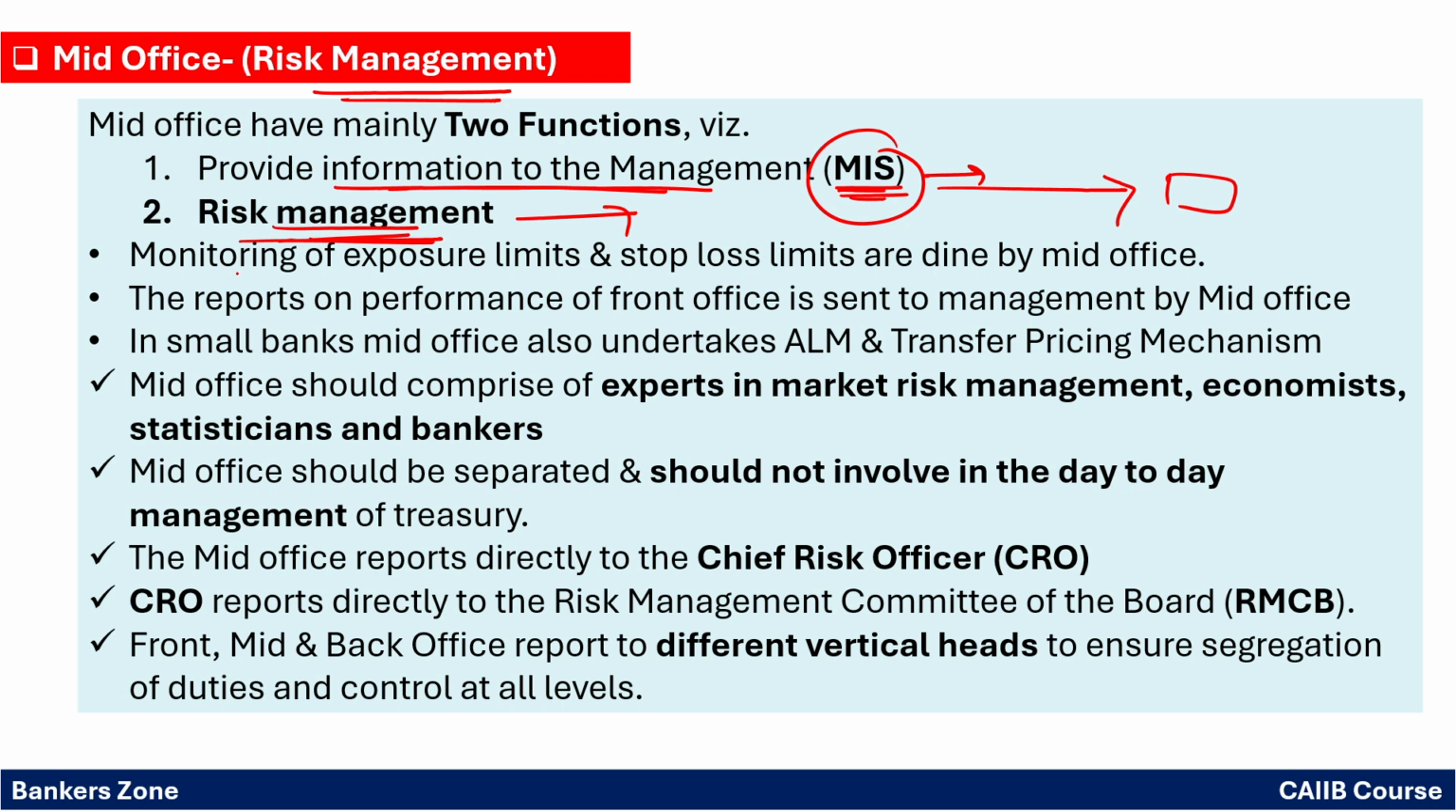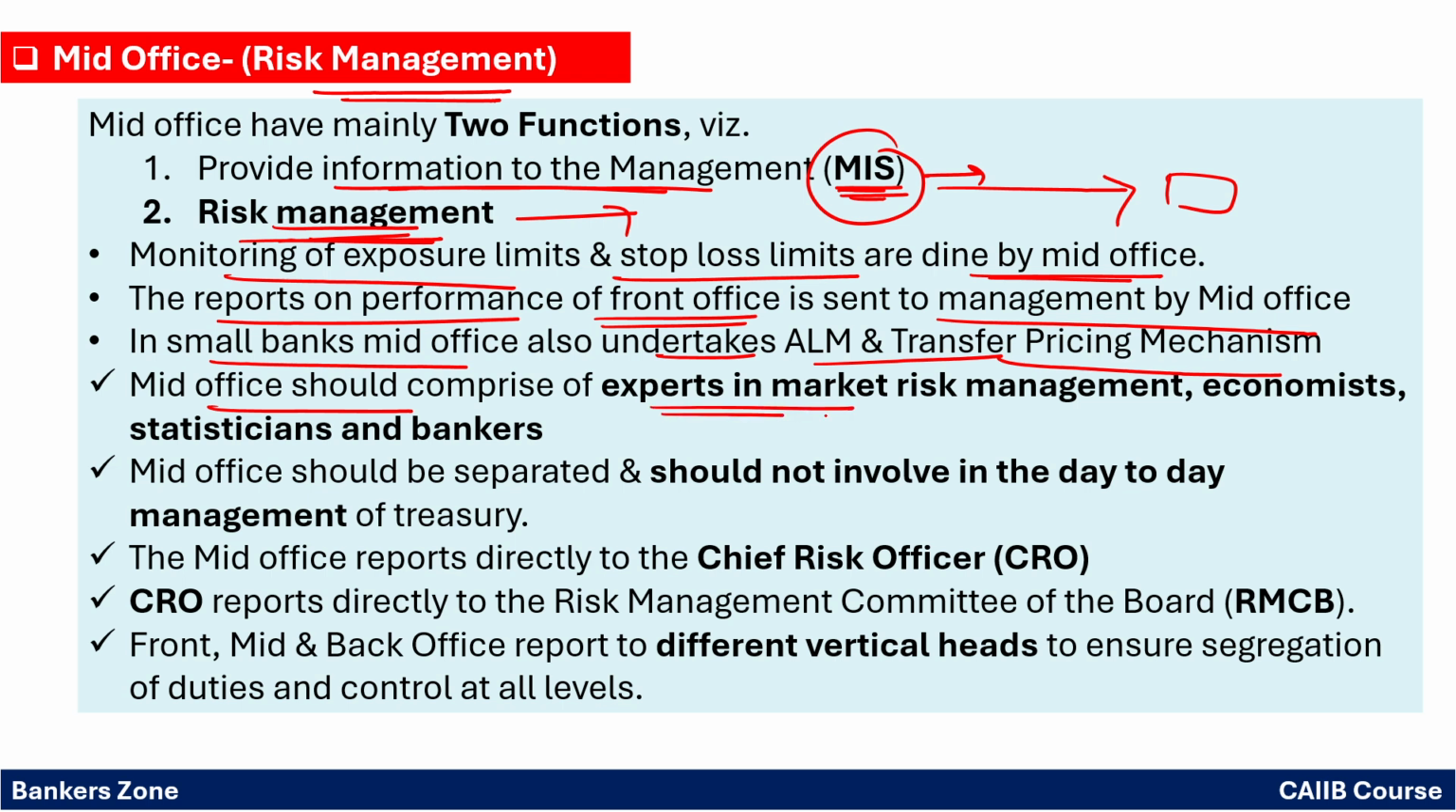Okay. So monitoring the exposure limit and stop loss limit is done by the mid office. The report on the performance of the front office is also sent to the management by the mid office using the MIS. Then in a small bank, the mid office also undertakes the ALM and the transfer pricing mechanism. Mid office should comprise experts in the market, risk management, economists, statisticians and bankers.